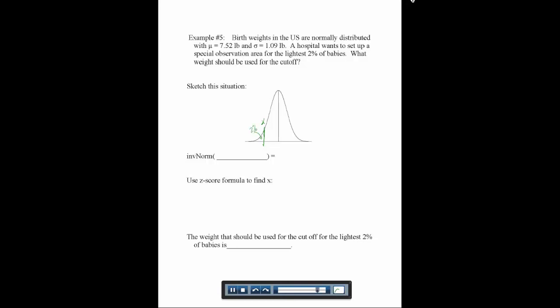So that's what's to the left, so we're going to do inverse norm of 0.02. When we do inverse norm of 0.02, we get negative 2.05. Remember, this is a z-score again, so we're going to use the z-score formula, which is x minus the mean over the standard deviation, and plug in the z-score, negative 2.05. The mean in this problem was 7.52, and the standard deviation is 1.09. So we multiply both sides by 1.09.